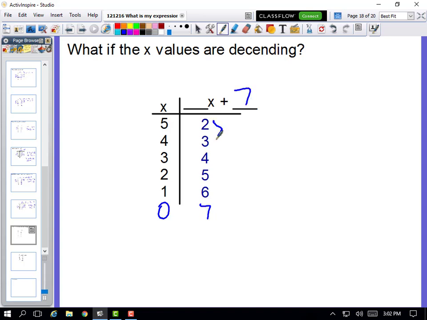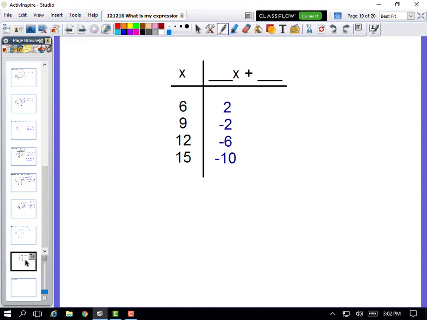Okay, now I look for my patterns. Increasing by 1 on the right-hand side, but on the left-hand side, I'm decreasing by 1. So 1 divided by negative 1 is still negative 1. So your x values can also be kind of strange. They can be different. And then this could also look like negative x plus 7. Okay, one last question, and then we're done.